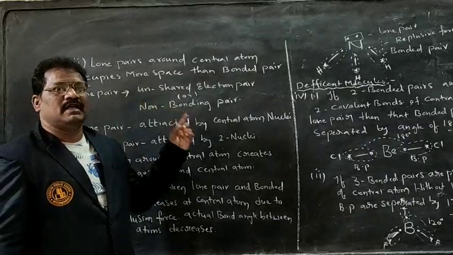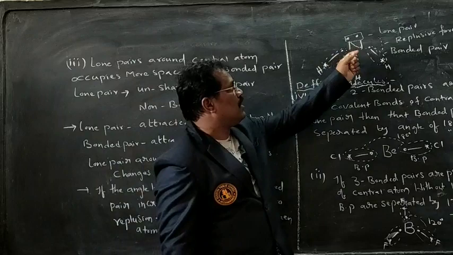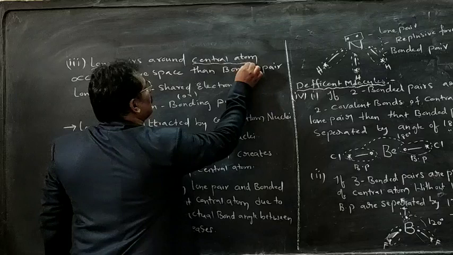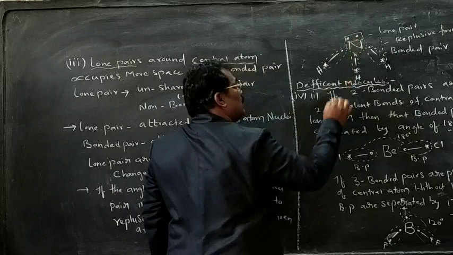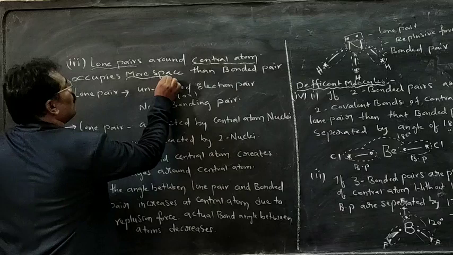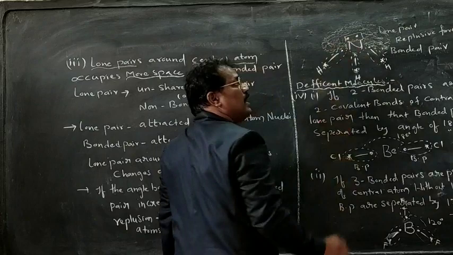Okay children, coming to the third point. The third point has a lot of explanation. In the ammonia molecule, lone pair as well as bonded pair electrons play a vital role. What does the third point explain? Lone pairs around the central atom. What is called a central atom? Already we have seen that nitrogen, N itself, is the central atom. Around the central atom, if lone pairs exist, then they occupy more space. See here how much space it is occupying. This is the space occupied by the lone pair. The lone pair will occupy more space around the bonded pairs.